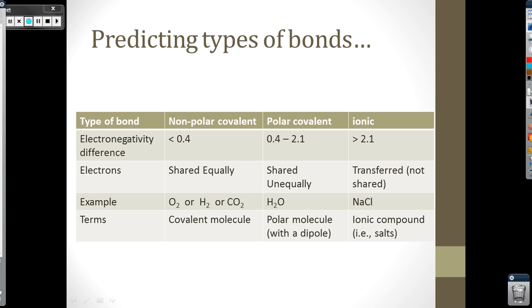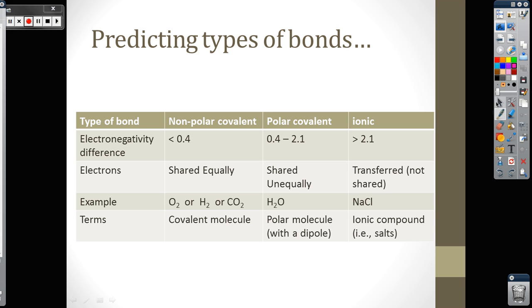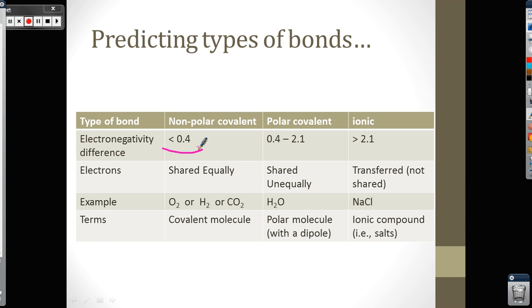Okay, so how do we predict what types of bonds are going to form? If the electronegativity difference between two atoms is small, and by small what I mean is if the electronegativity difference is less than 0.4, it means that those two atoms have about the same strength and they're going to share their electrons equally. And we're going to create a nonpolar covalent bond.